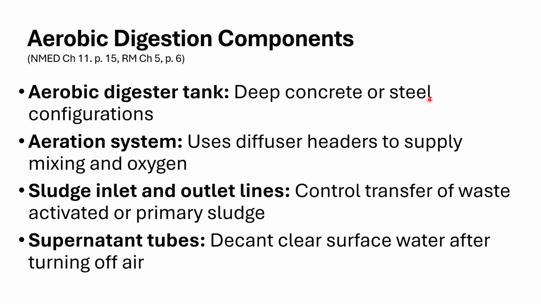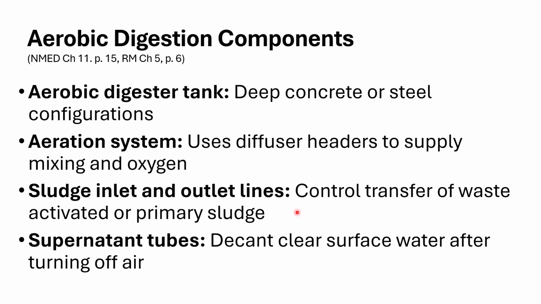The components: the aerobic digester tank is just a deep concrete or steel cylindrical tank. I've seen mainly concrete. I've not seen steel configurations, but I have seen a lot of concrete. Okay. The aeration system at the bottom is just a diffuser. It's like a PVC pipe or something similar, a pipe at the bottom with a bunch of slots or holes. And that's the header. That's going to allow mixing, and it's also going to allow dissolved oxygen levels to be maintained at that 1 to 2 milligrams per liter.